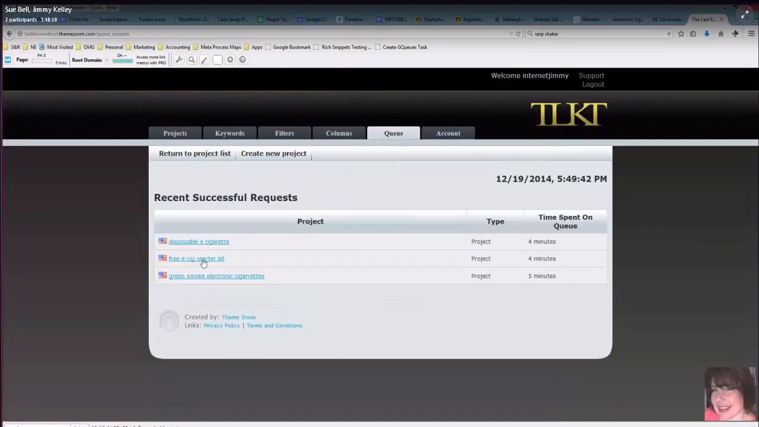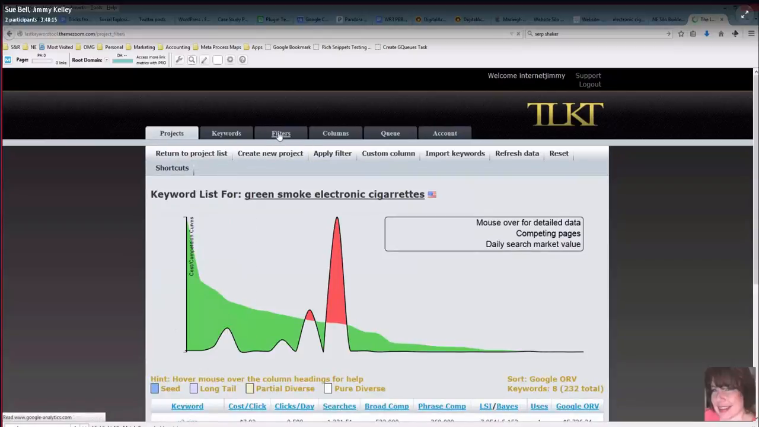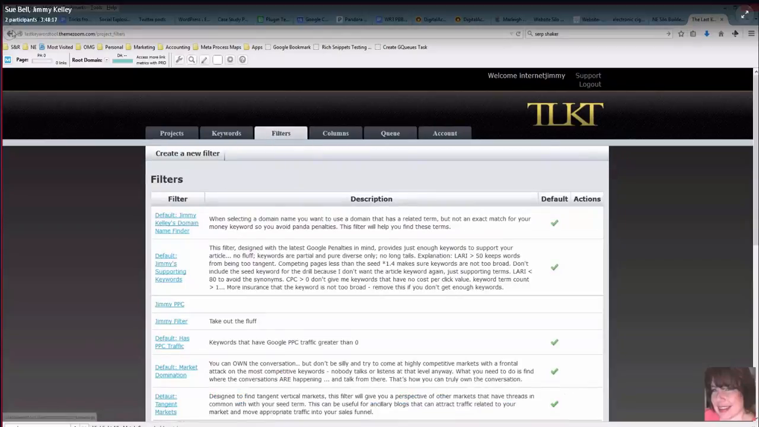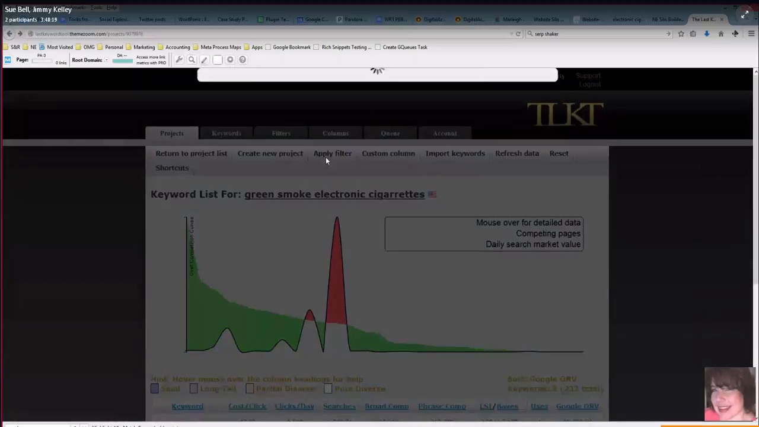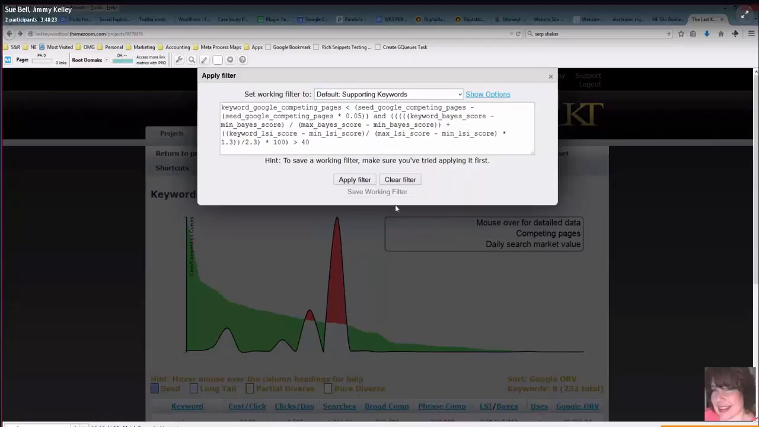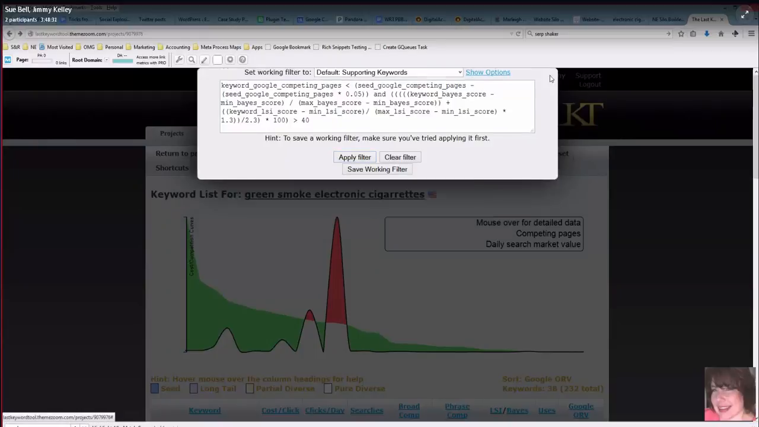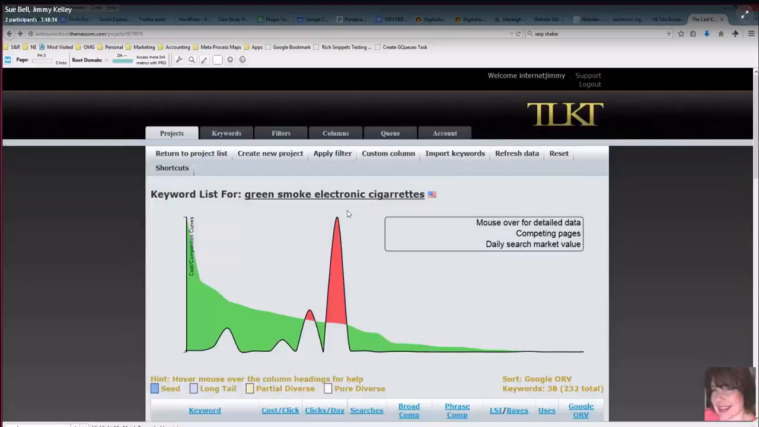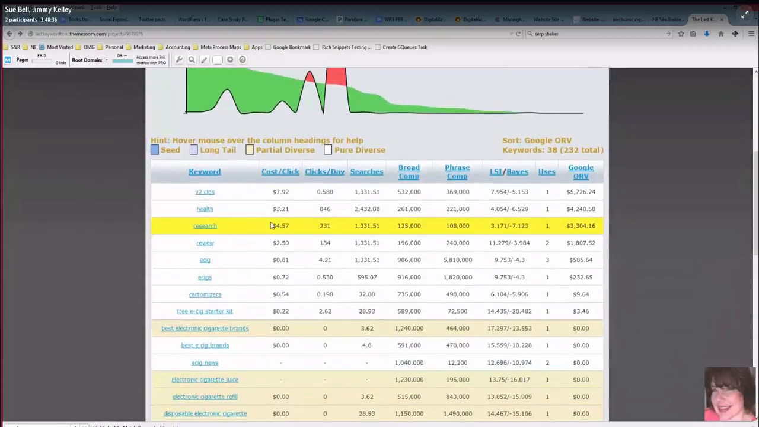So let's come back here to the queue, come back here to green smoke. Let's pick the filter for supporting keywords and take a look. Supporting keywords is just going to give you more keywords than the silos are. The silos are more focused on following the money, and supporting keywords are just going to give you more options.